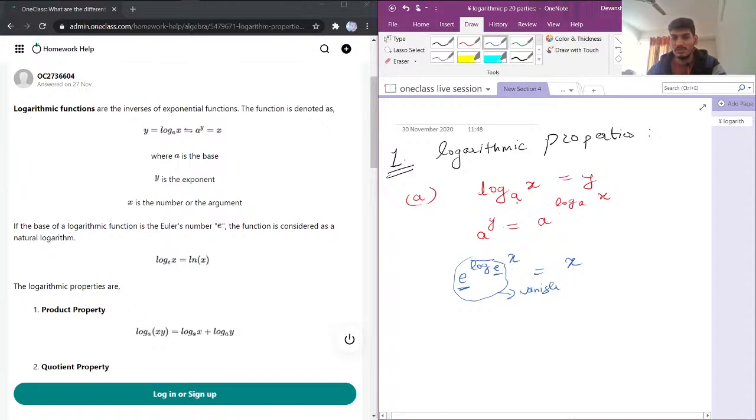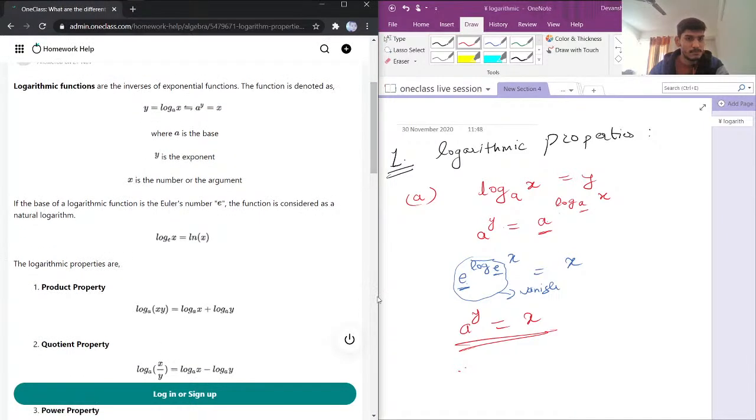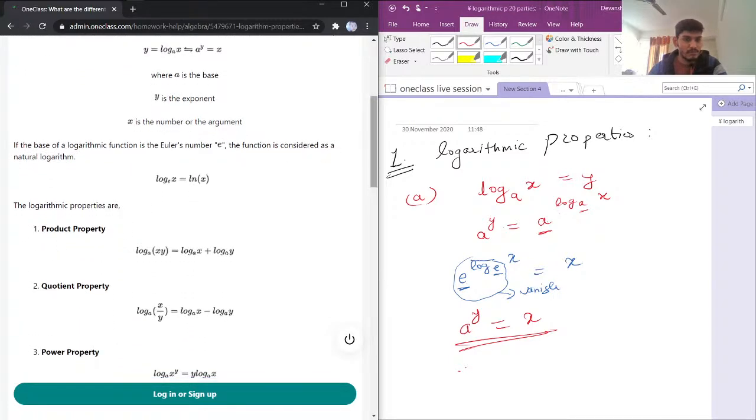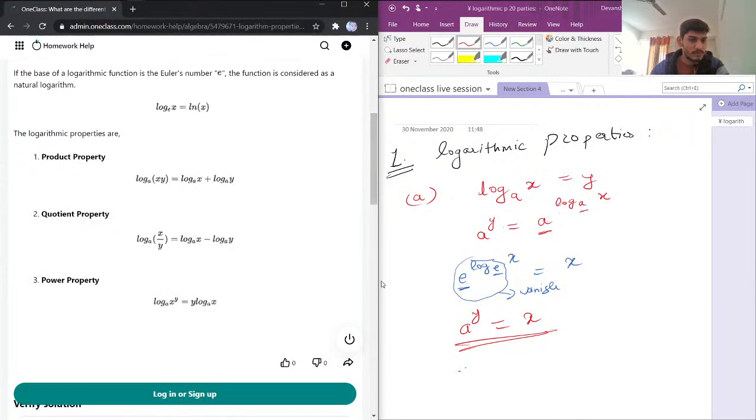So in this case also, my a power y will be equal to x, because the base of the log and the number being raised are equal. So a power y equals x. This is the property of log, where a is the base, y is the exponent and x is the number or the argument of the log. Then we have the product rule, quotient rule and power property.